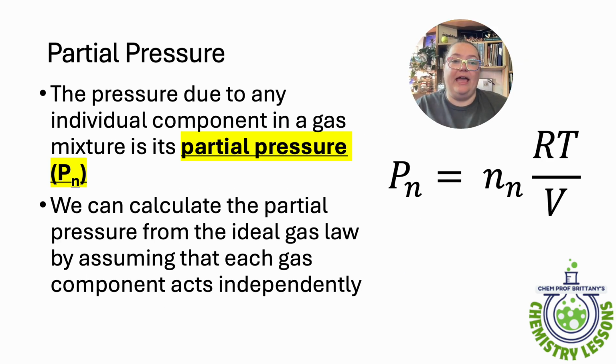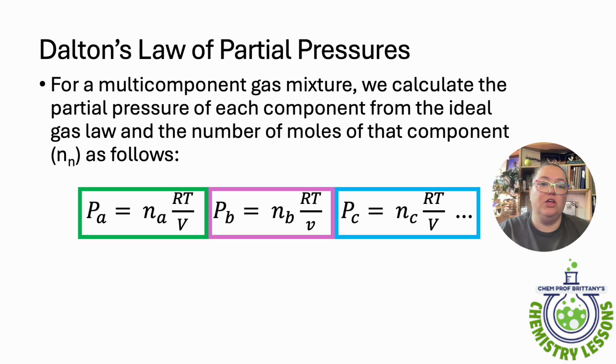So again, the pressure due to any individual component in a gas mixture is its partial pressure, and we can calculate that using the ideal gas law if we just rearrange by assuming that each gas component acts independently. So PV equals nRT, rearrange it to get P, and then you're just going to use the number of moles, the volume, the temperature, etc. for that individual gas, and that'll give you the pressure of that individual gas. So for a multi-component gas mixture, we can do this.